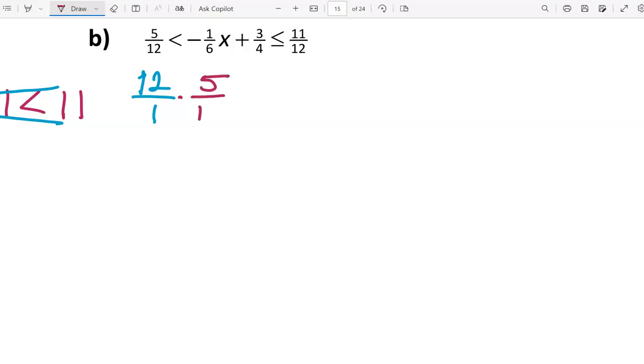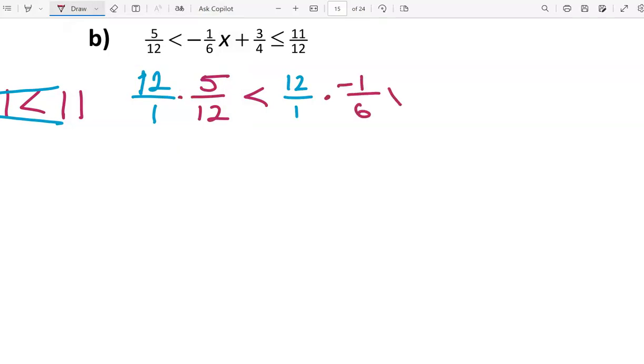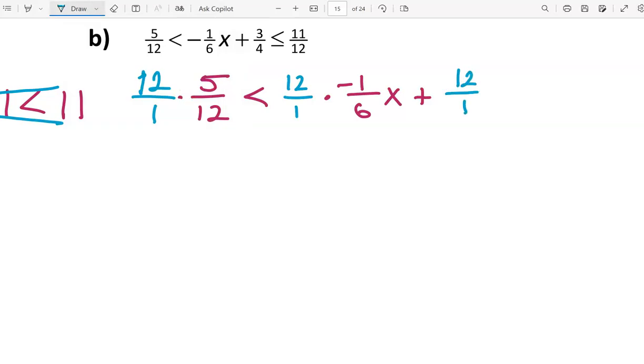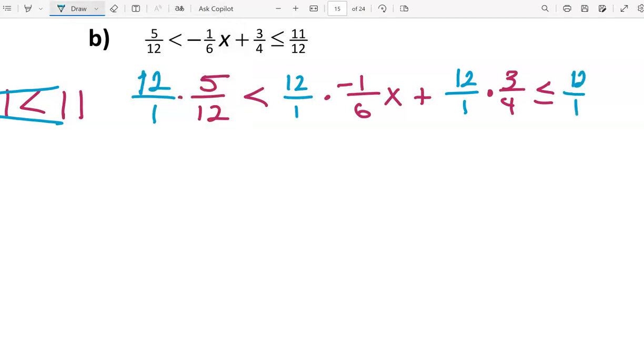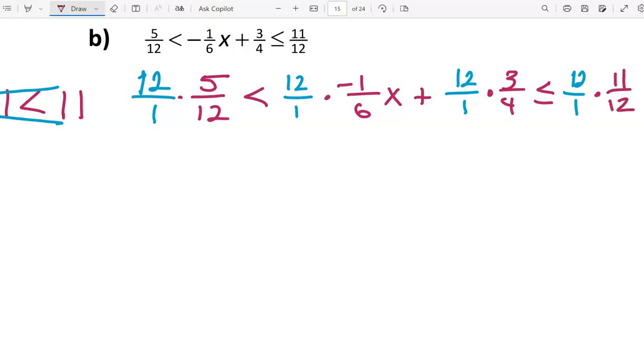So 12 over 1 times 5 over 12 is less than 12 over 1 times -1/6 x plus 12 over 1 times 3/4 is less than or equal to 12 over 1 times 11/12. Now I'm going to grab my cancellation pen and cancel common factors.